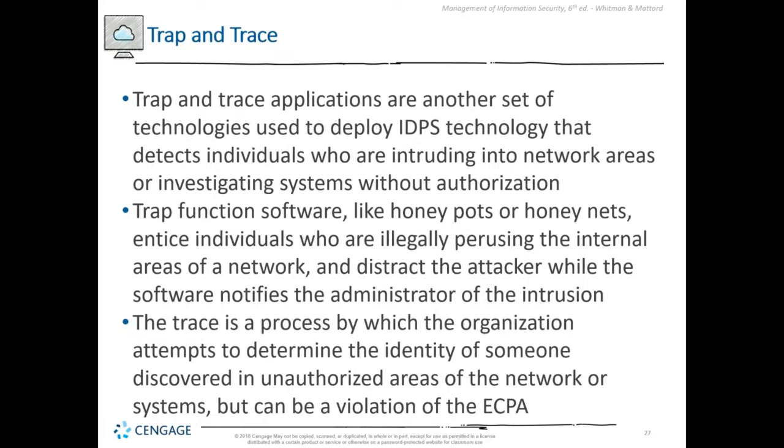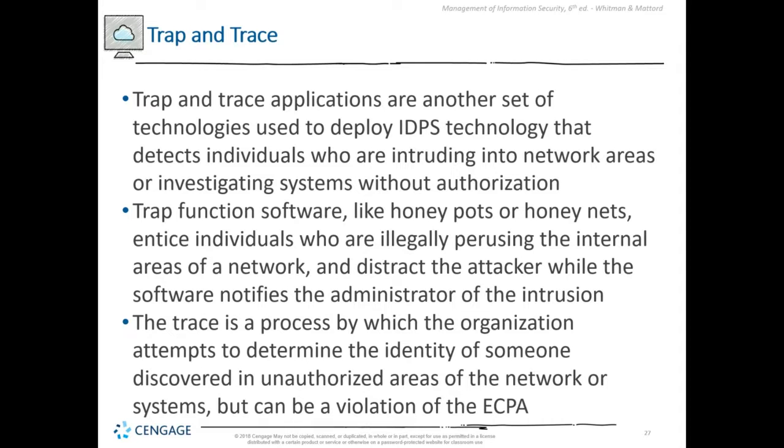All right, trap and trace applications. They are used to entice individuals who are illegally pursuing the internal areas of a network, to determine who they are. So things like honey nets or honey pots, where they entice individuals to try to go over there. They're made purposely vulnerable, so they are there to attract and distract potential attackers. Now, a monitored network or network segment that contains multiple honey pots is referred to as a honey net. So that's the trap section of this.